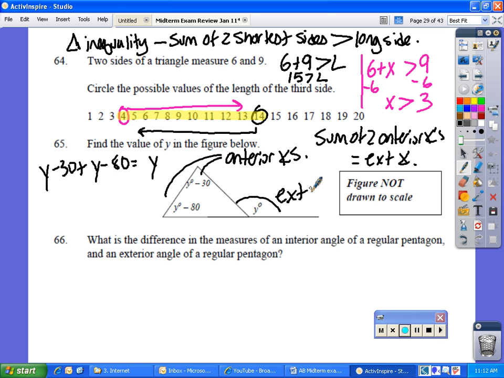Let's solve this. We got y plus y is 2y. Minus 30 minus 80 is minus 110. I'm going to add 110 and I'm going to subtract y. Subtract y, that will give me y. Add 110, it equals 110.